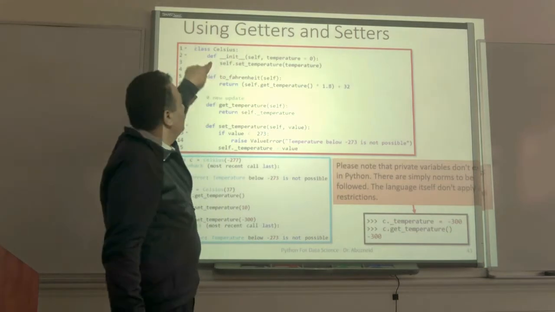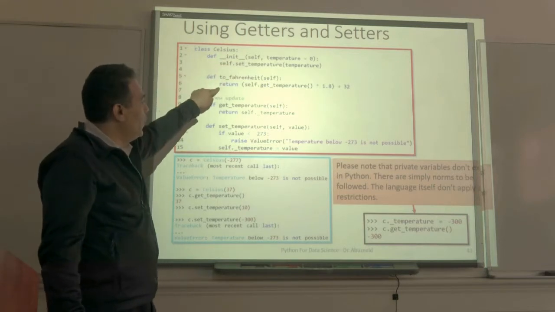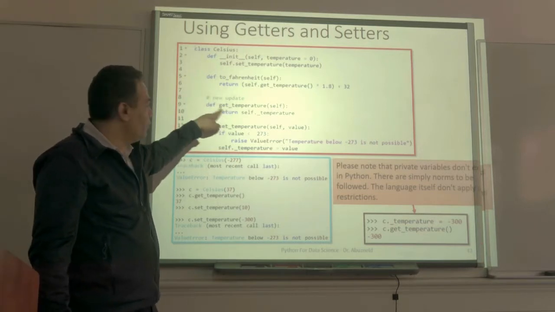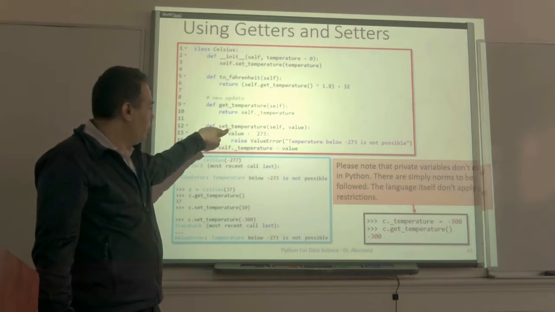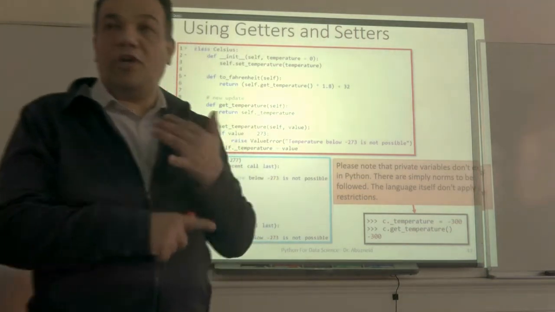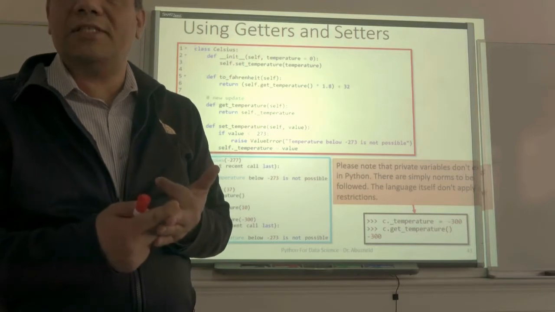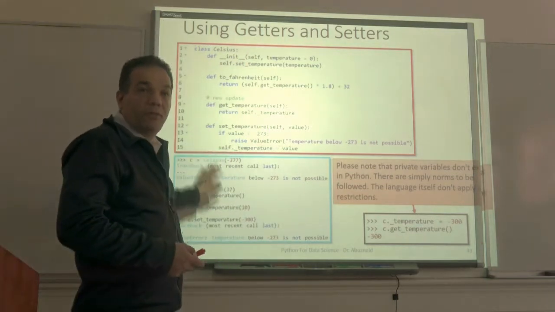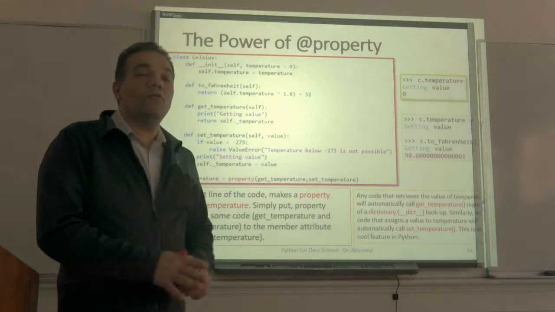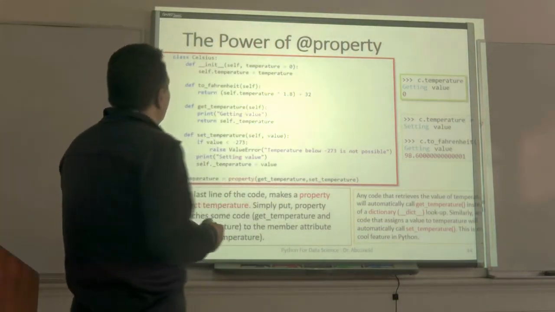Class Celsius, so init, what is init here? The constructor. Then to_fahrenheit, what is this? A method. And then get_temperature, what is this? Getter. And then set_temperature, what is this? Setter. Anything new here? It's normally a class: it has the constructor, the setter, and the getter, using methods. Nothing new. Last week we also learned how we can convert these methods into a property.